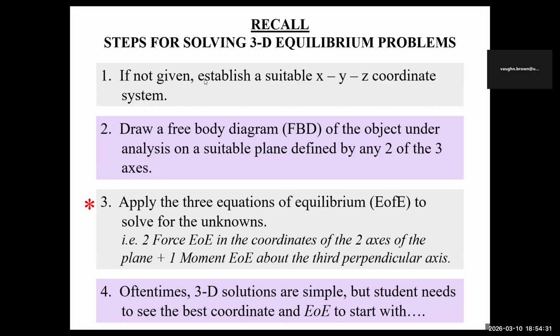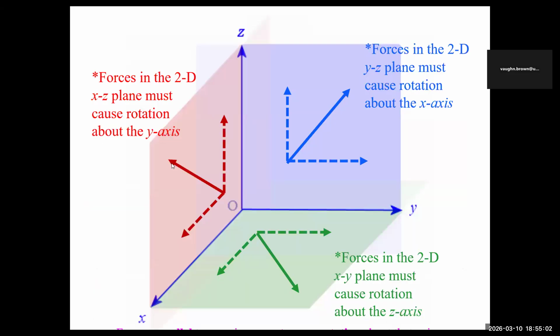So look at this 3D equilibrium problem. If not given, establish a suitable XY coordinate system, right? You're going to draw your free body diagram again and apply your equilibrium equations. And remember, we talked about the 2D axis plane plus one moment equation, giving it the third perpendicular axis. So we're going to look at all of that. Often a 3D solution can be simple, but students need to look at the best coordinate systems.